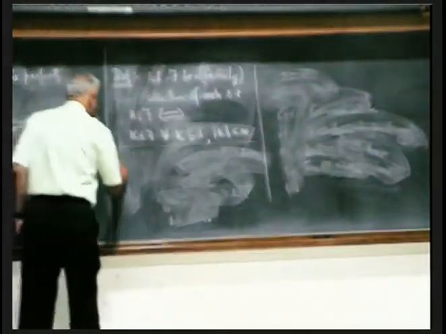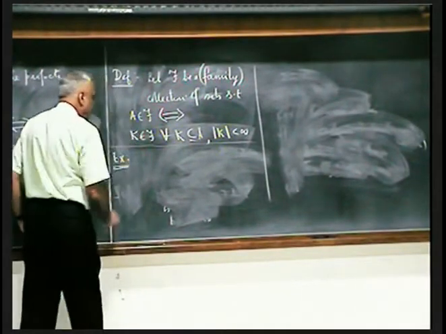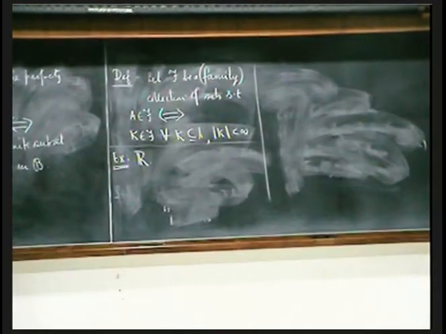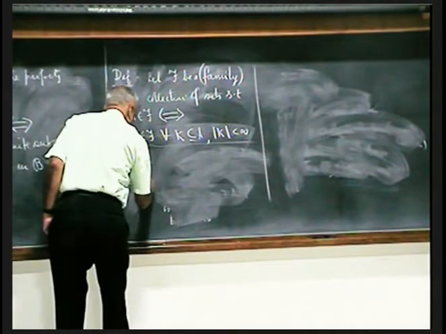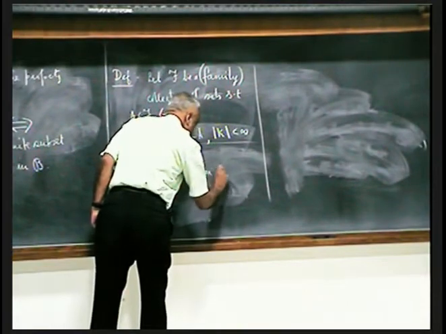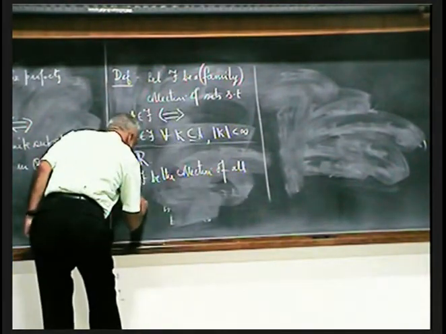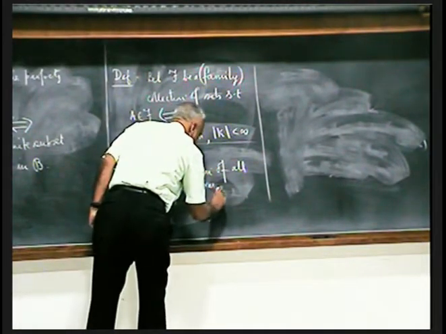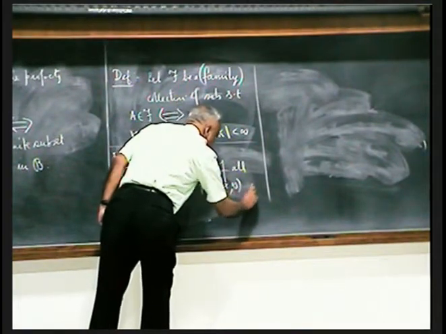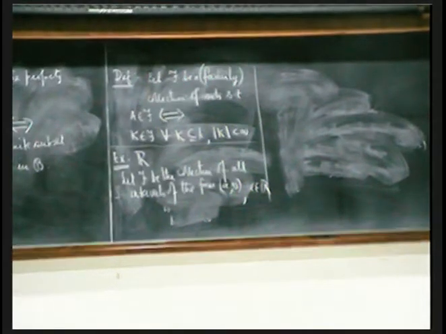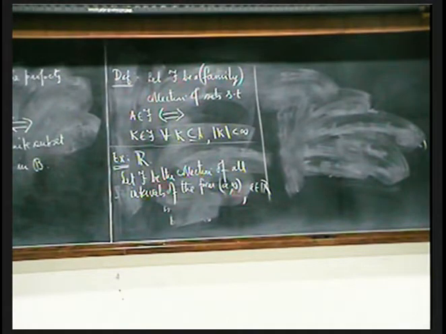Okay, so for example, take R, the real line, and let F be the collection of all intervals of the form (a, infinity), just for the heck of it. So take all half-infinite intervals, semi-infinite intervals: (1, infinity), (2, infinity), (0.5, infinity). Take all possible semi-infinite intervals.